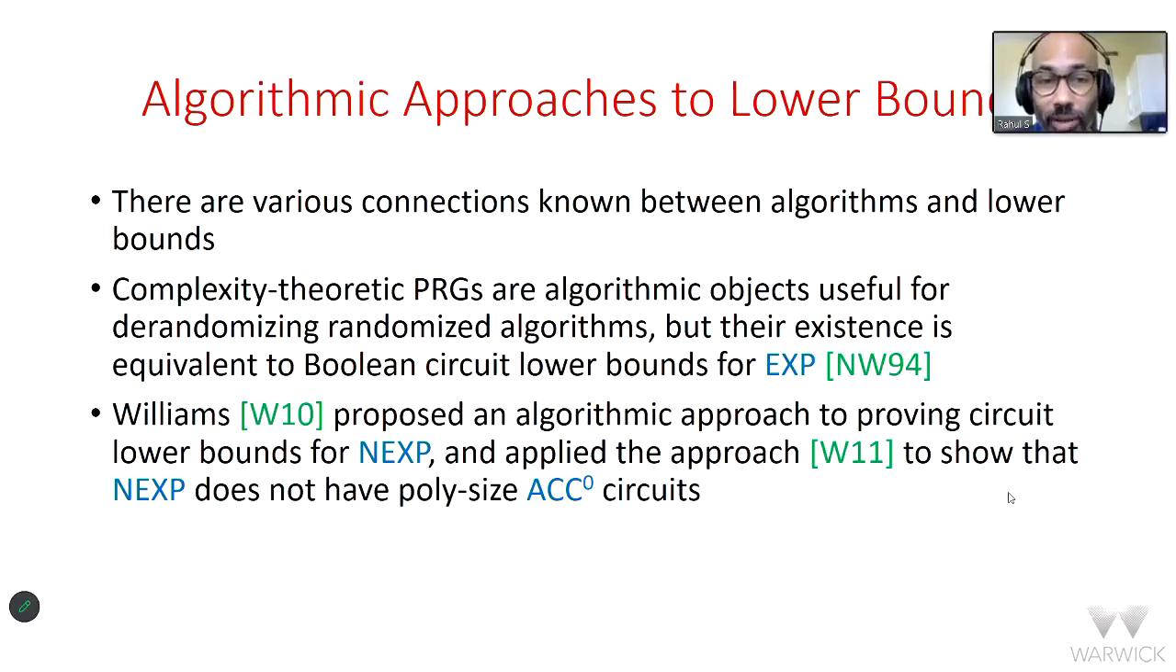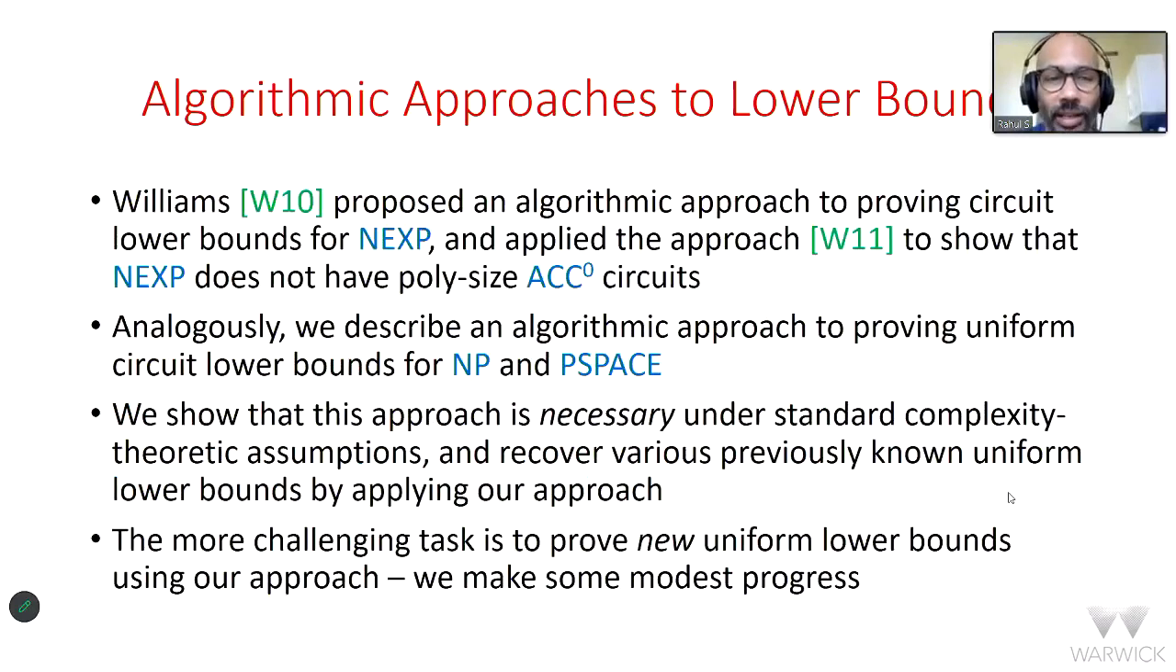And then, even closer to what we're doing is Williams' algorithmic approach to proving circuit lower bounds for NEXP, nondeterministic exponential time. He showed that if you can find better than brute force search algorithms for satisfiability for a circuit class C, then that implies lower bounds for NEXP against that circuit class. And even more impressively, he applied this approach to show that NEXP doesn't have polynomial size ACC0 circuits. The question is, can we hope to do something similar, but for uniform lower bounds rather than for non-uniform ones? And that's what we do in this work.